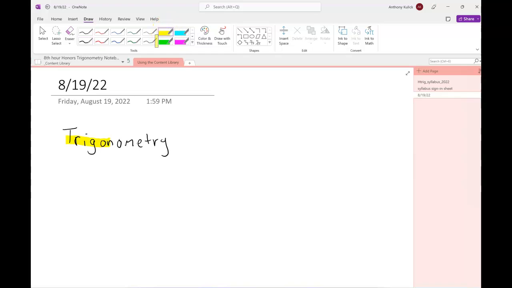When we look at the root word here, what does that remind us of? Triangle. Yeah. And then the suffix, ometry, what does that mean?